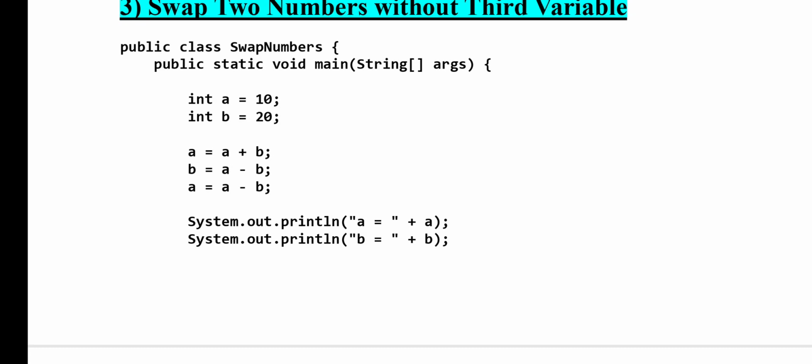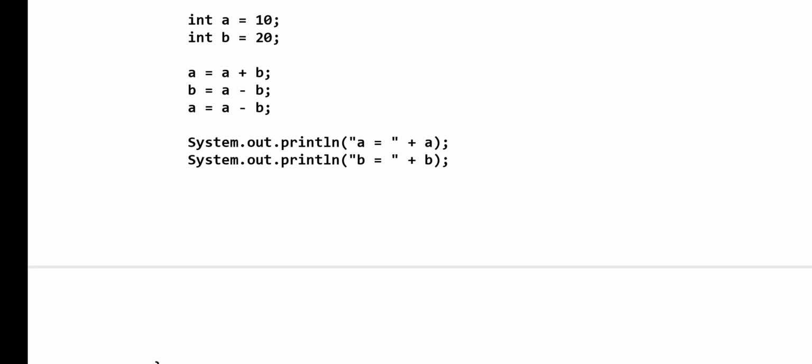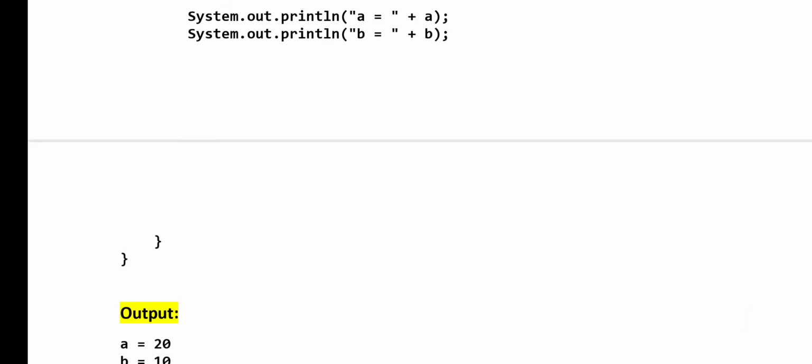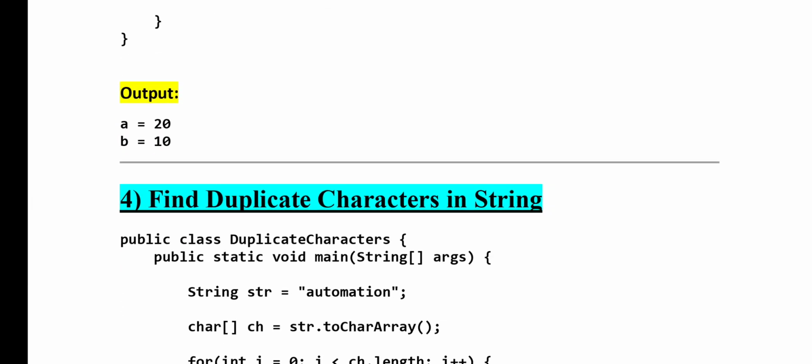The next step, we can clearly see, is 30 minus 10, that's the current value of b, which becomes 20. So now the value of a is 20 and the value of b is 10. Okay, so it's a simple logic.